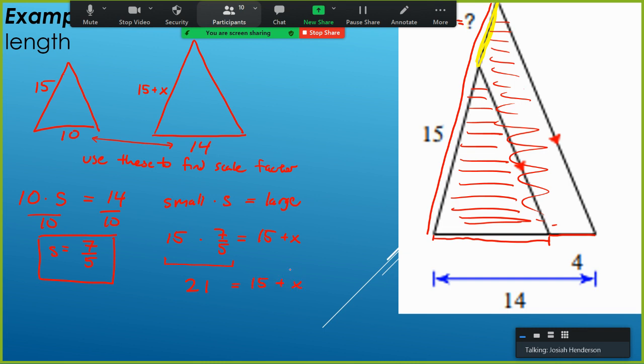Now we're just solving for x, remember. So if it's plus x plus 15, we want to do the opposite to cancel out that plus 15. So we minus 15 from both sides. And then 21 minus 15 is our x. So that means that little question mark space we're looking for is 6 units.